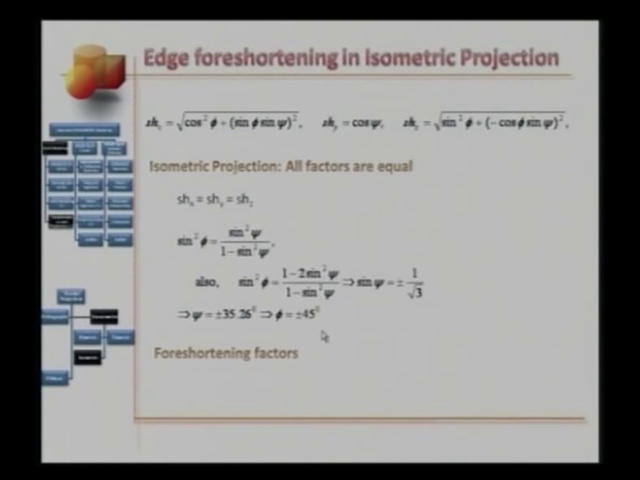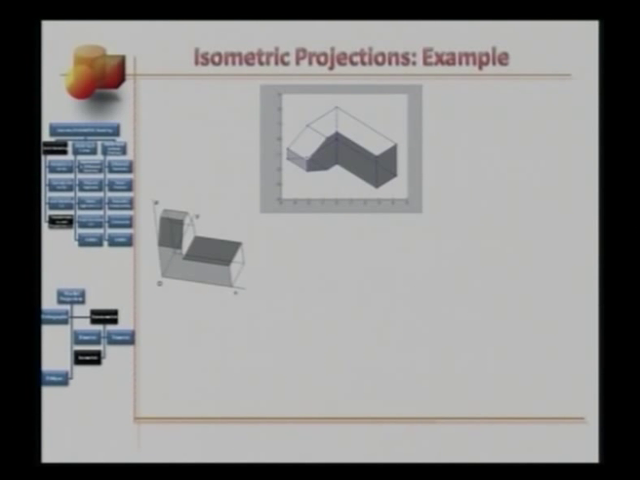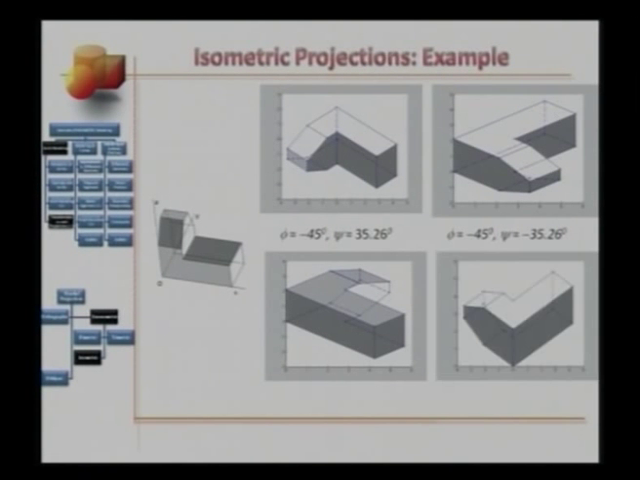If we consider these foreshortening factors, they are all equal to under root of 1 minus sine squared psi, which is equal to under root of 2 over under root of 3, which is 0.8165. An example with isometric projection. These are four different views corresponding to four different sets of angles phi and psi.